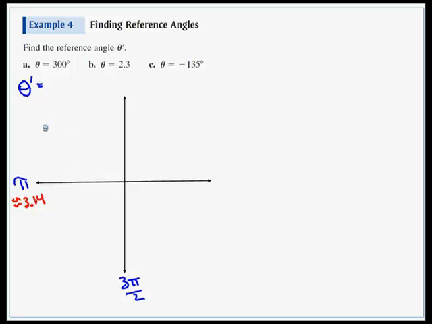Part C, we're back to degree mode, but now we have a negative angle, negative 135 degrees. If we start at the positive x-axis, this would be negative 90, and negative 180 would be too far, so we're somewhere in the third quadrant.